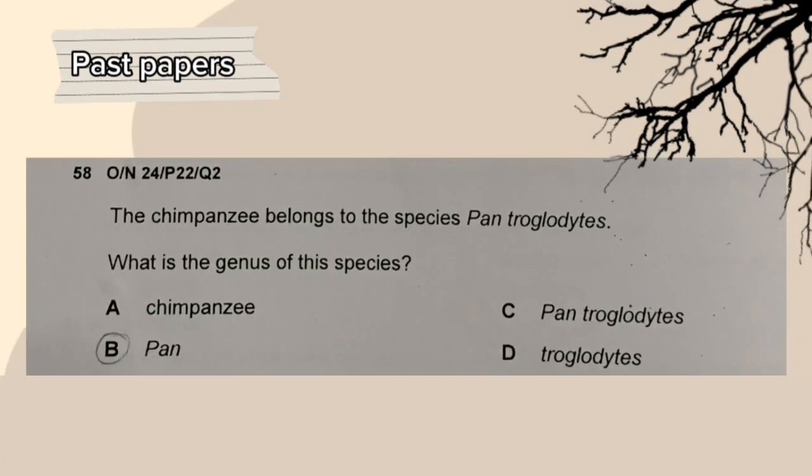Question number 11. The chimpanzee belongs to the species Pan troglodytes. What is the genus of this species? A. Chimpanzee. B. Pan. C. Pan troglodytes. D. Troglodytes. So the correct option is option B.